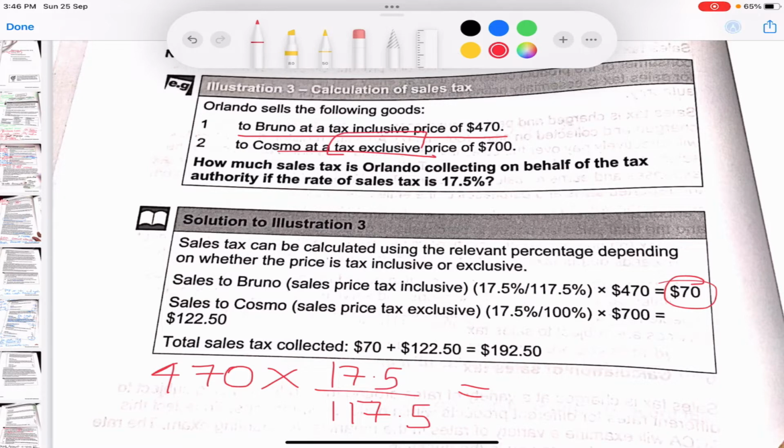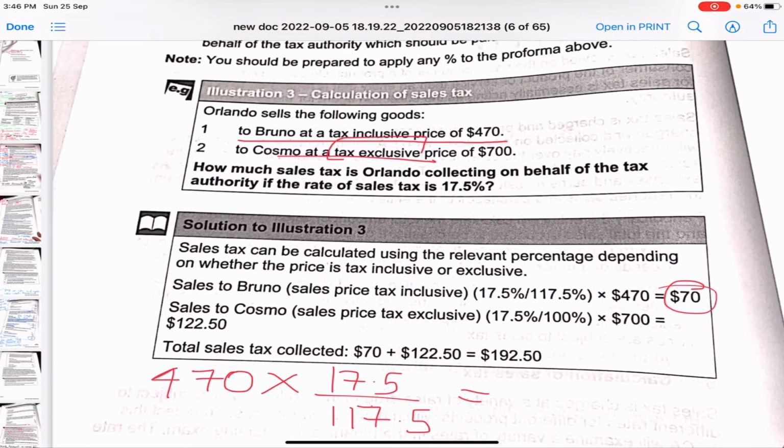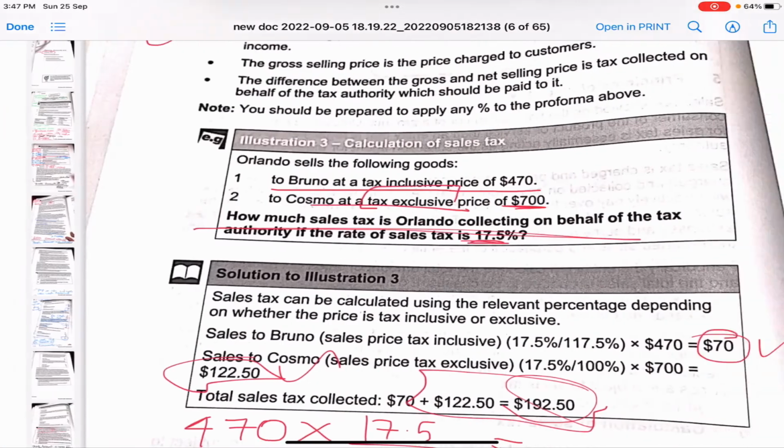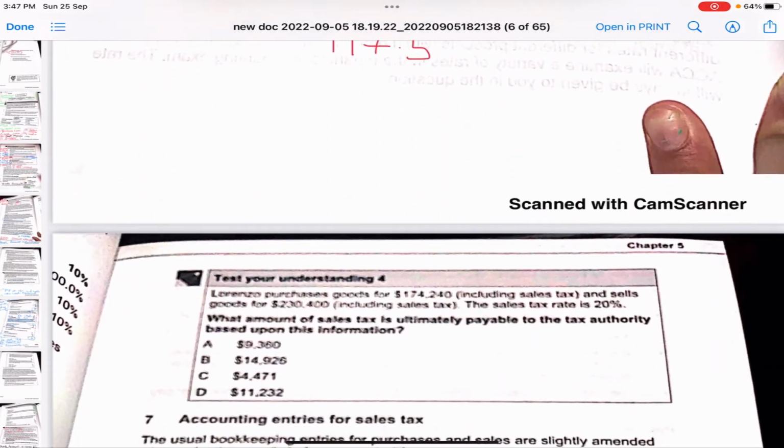So what do you have to do when it's tax exclusive? Value into rate upon 100, which is nothing but this much. Okay, how much sales tax is he collecting? You have to add this and this, the total sales tax, you add it and then you get this. Easy, no doubt, just the formula.